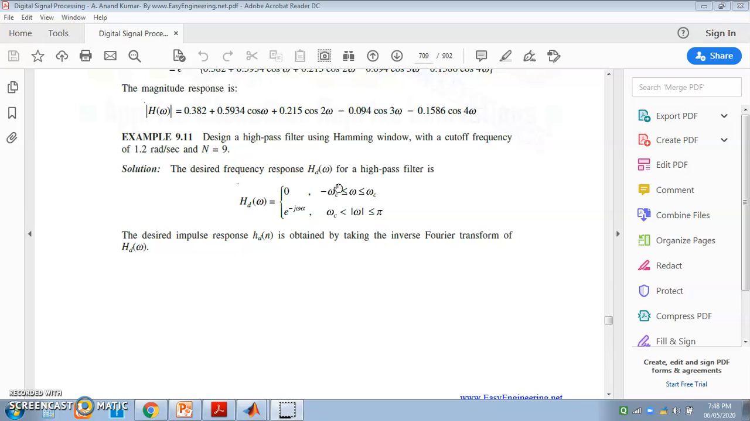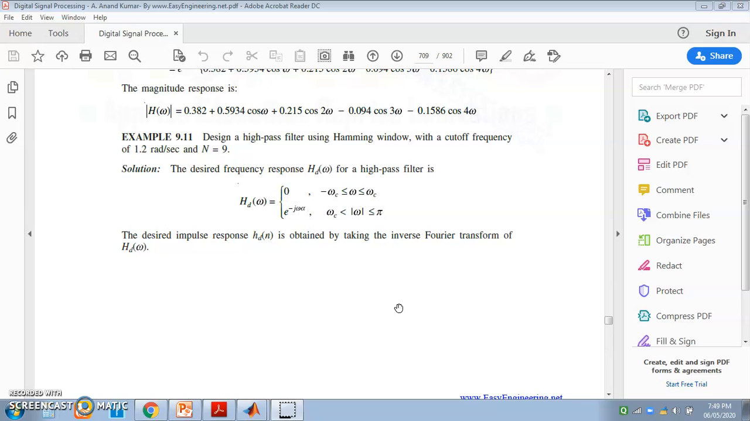the desired frequency response HD of omega for the high pass filter one can write as HD of omega is equal to 0 in the stop band, that is minus omega c is less than or equal to omega is less than or equal to plus omega c, and the magnitude response, or you may say the frequency response, is e raised to minus j omega alpha over the range omega c is less than or equal to mod of omega is less than or equal to pi. So this is the higher frequency region, and in this region the high pass filter's frequency response is e raised to minus j alpha omega, and in stop band it is 0.